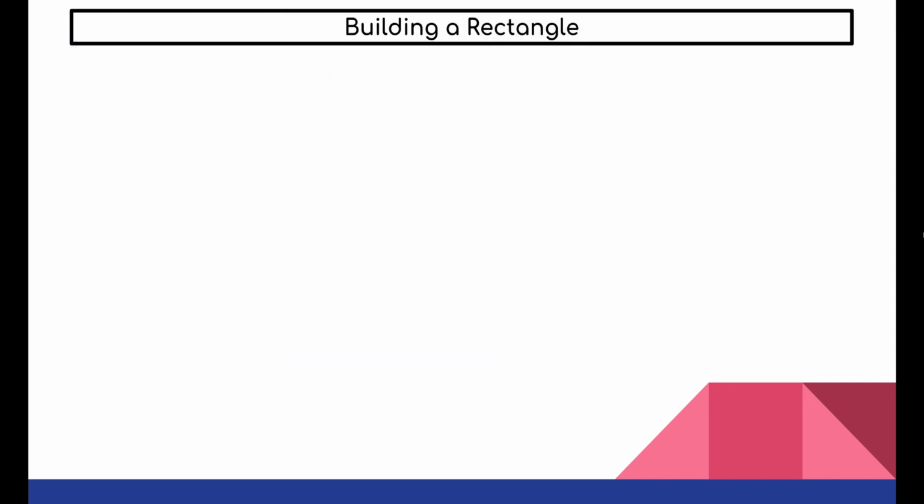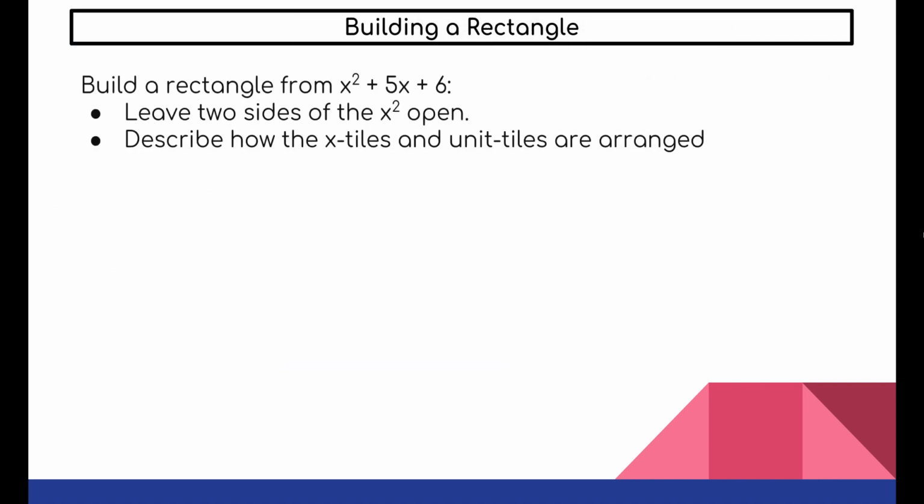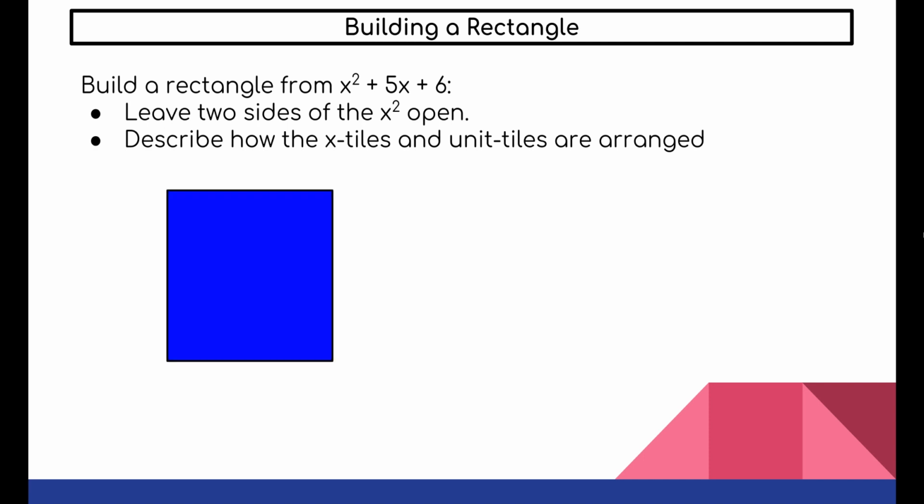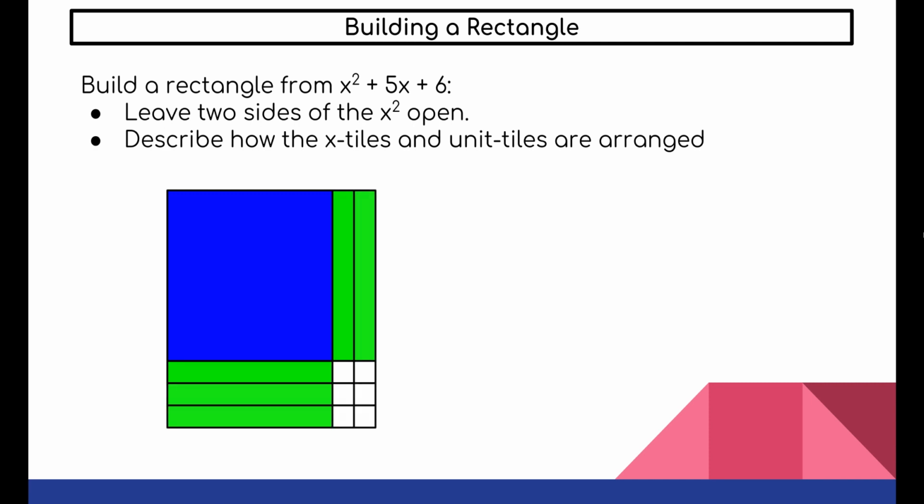So we're going to build another rectangle. We're going to build the rectangle from x squared plus 5x plus 6. We're going to use the same rules. We start with our x tile. We'll expand it out. And we'll see that we get this nice rectangle.